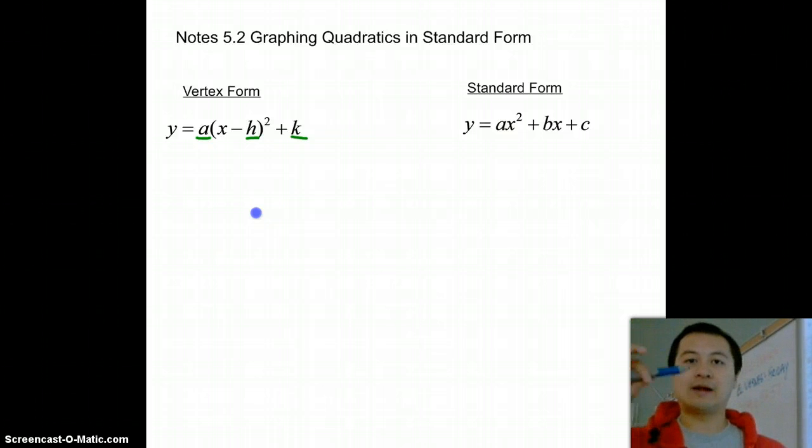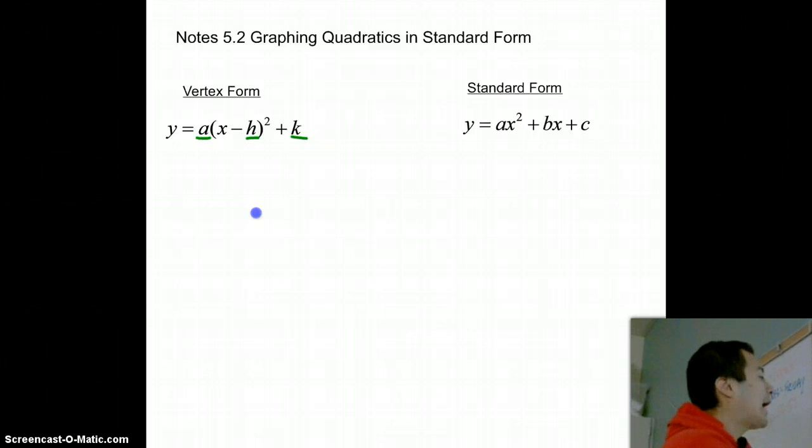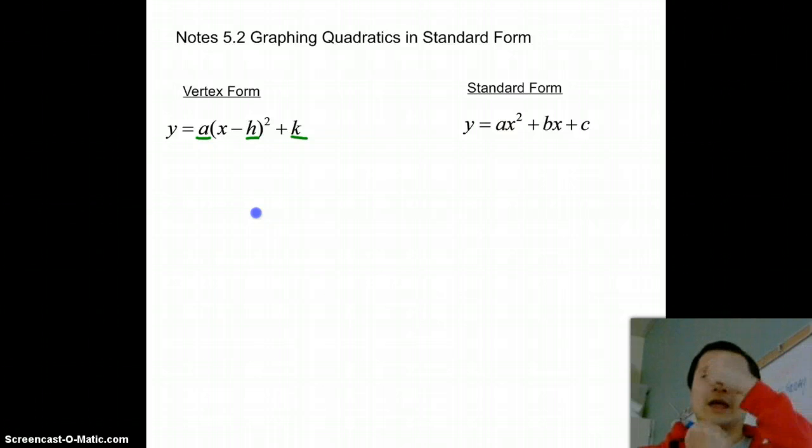K is known as the vertical shift, up and down. So how does that move up and down? A is known as the vertical stretch or shrink. So it makes the parabola skinnier or fatter. Very good. Let's talk about the steps in graphing.